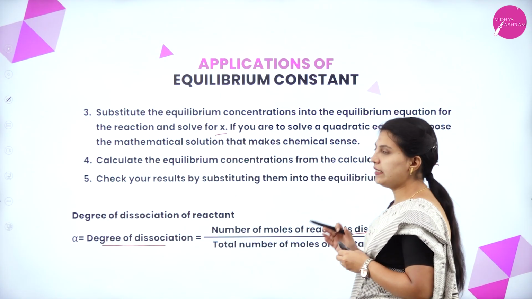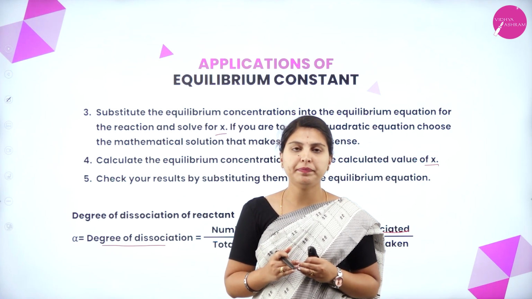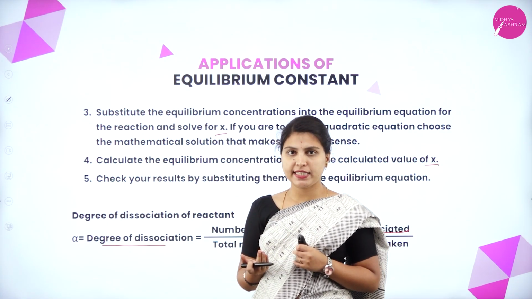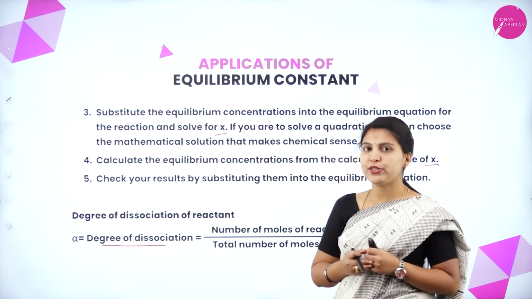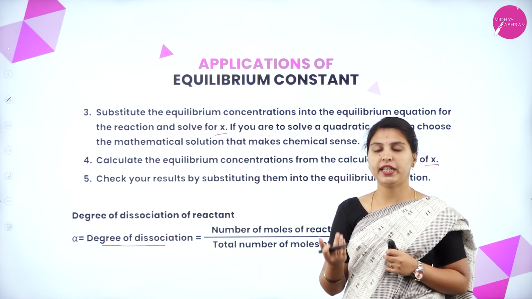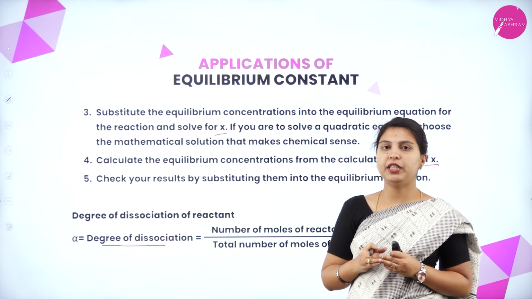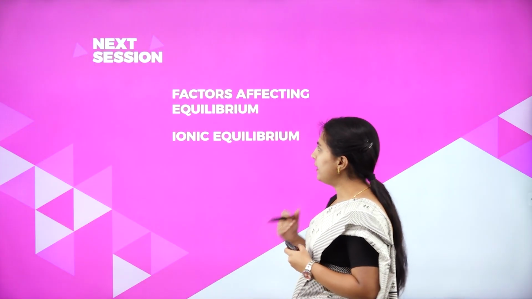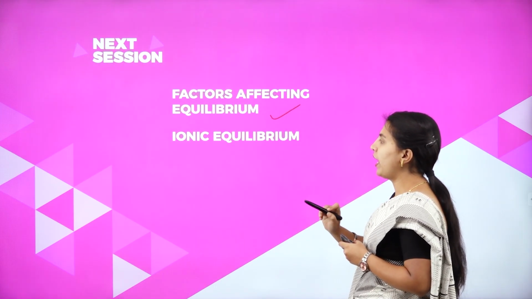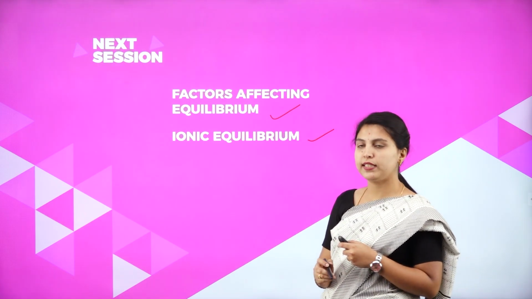Okay. This is how homogeneous and heterogeneous equilibrium, the relationship between Kp and Kc, and also applications of the equilibrium constant, by predicting the direction and the number of moles, everything will be used. So, in the next session, you will understand factors affecting equilibrium and ionic equilibrium. These are the two topics which we will discuss in the next session.